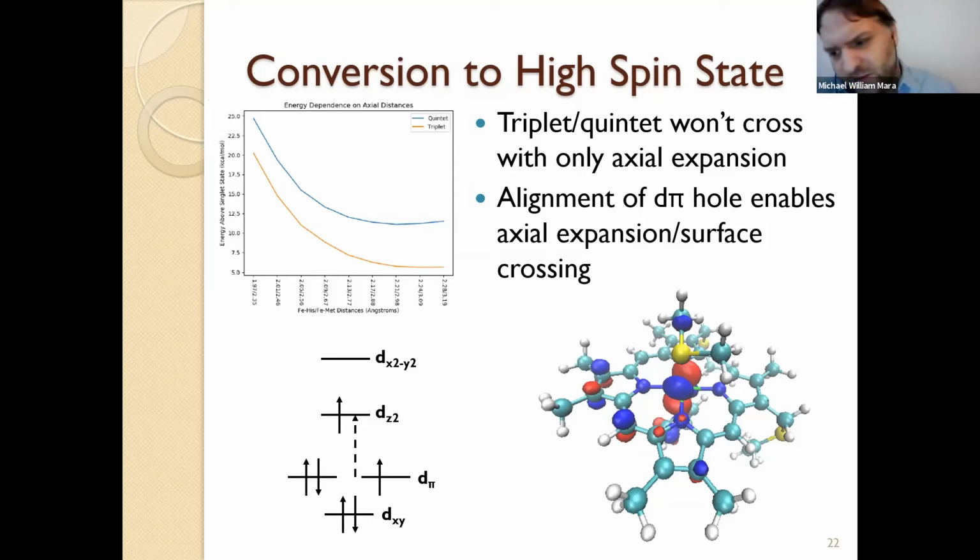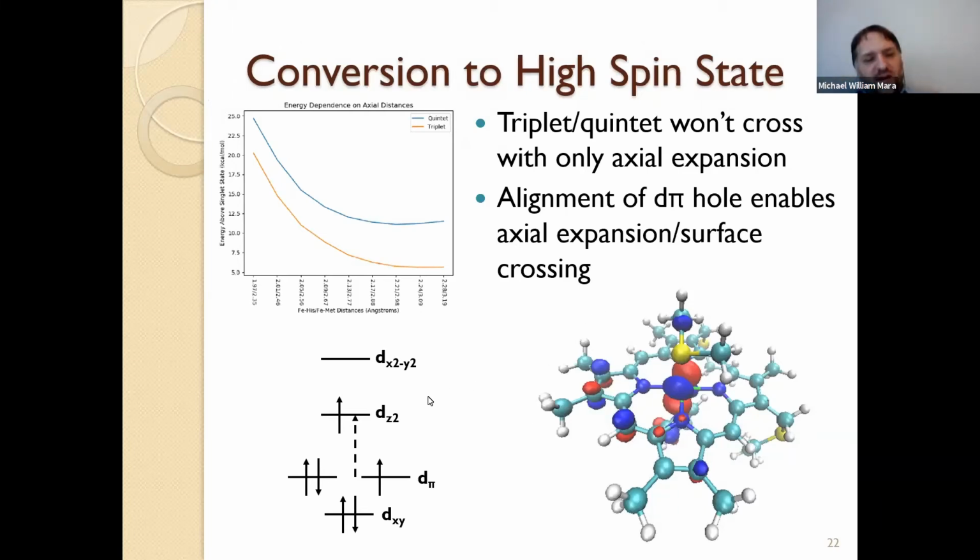axial ligand expansion. And this would seem to be a bit of a problem, right? You see that the primary changes that we're observing are primarily along the z-axis. So how would it be possible in principle for the triplet to cross over into the quintet? One thing you have to keep in mind here is that in this triplet state, we have a hole in this d pi orbital, right? So we have asymmetrically occupied xz and yz orbitals. Now, this d pi hole will have a specific alignment. In an optimized triplet structure, these orbitals will be aligned very well in between the x and y axes.